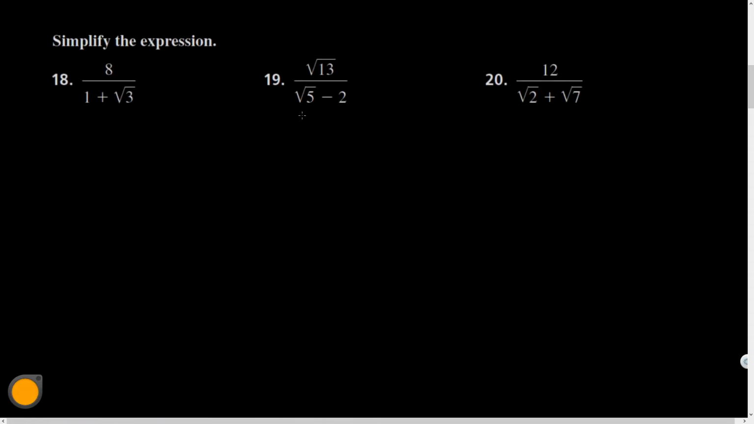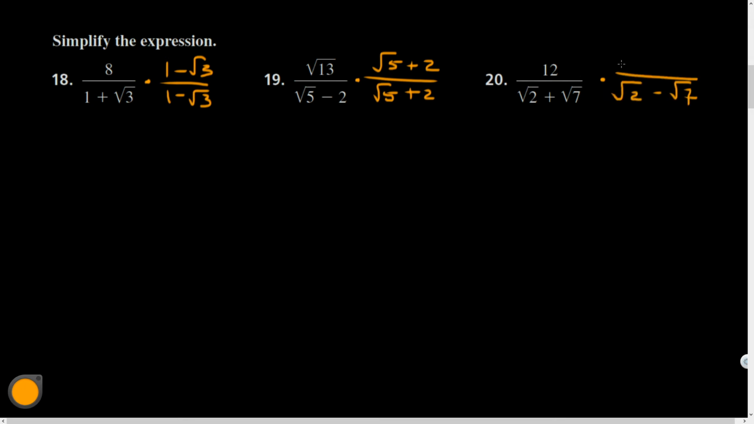Just to speed run this concept, what would I have to multiply by here? 1 minus rad 3. And I'd have to multiply the top as well. What would I multiply by here? Rad 5 plus 2, and I'd multiply the top by that as well. What would I multiply by here? Rad 2 minus rad 7. Tell you what, I'll actually do that one out properly.